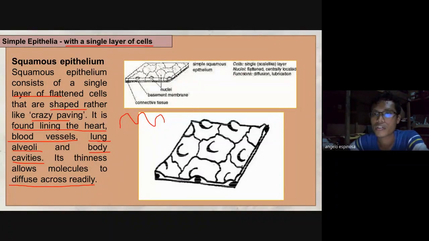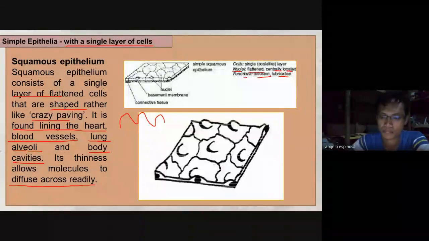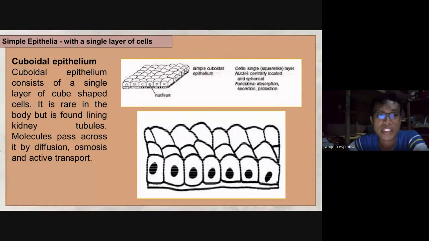So we have here the functions of simple squamous epithelium. It is flattened, with flattened, centrally located nuclei. Its functions are diffusion and lubrication. Next, we have cuboidal epithelium.